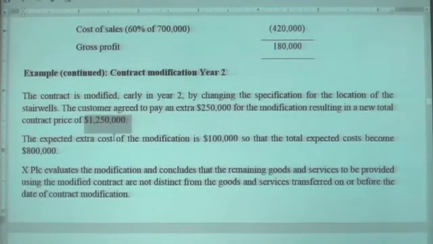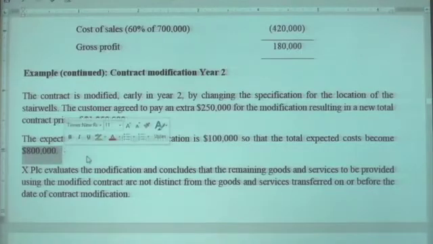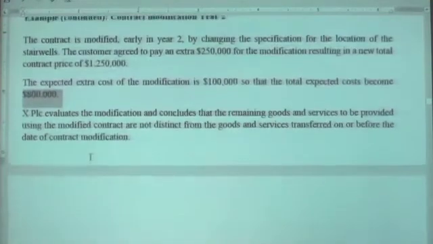You have extra cost due to the modification. Your extra cost will be 100,000. Therefore, your total new cost will be 800,000 because originally it was 700,000.